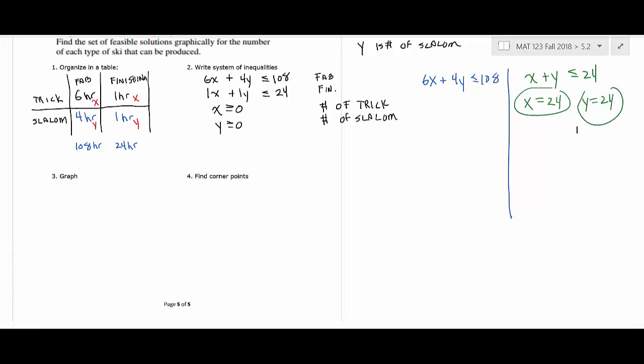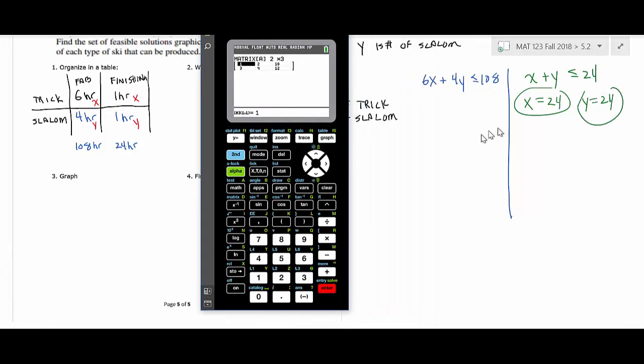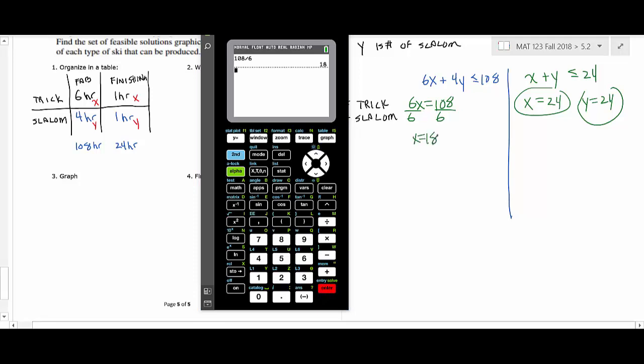Now what you want to do on the next one is you're really doing 6x equals 108. So you divide by 6. Okay, if you can't do it in your head, then write down what you need to write down. So if I do 108 divided by 6, the x-intercept on that is 18. Okay, y-intercept, you would do 4y equals 108. Divide by 4. So I'll take my calculator and do 108 divided by 4. And then that'll give y equals 27.